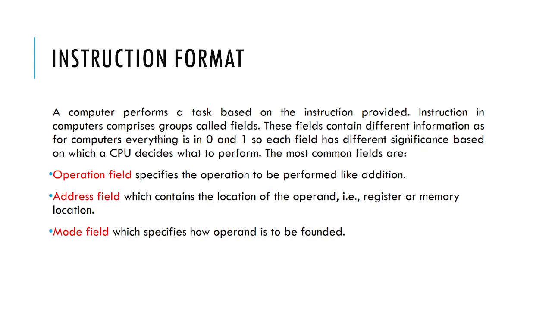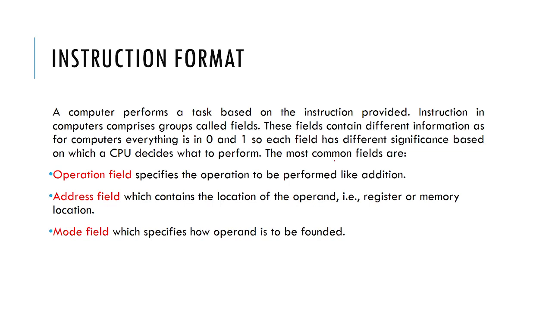These fields contain different information. In a computer, everything is in zeros and ones, so each field has different significance based on which a CPU decides what to perform. Based on this instruction, CPU decides what to perform.